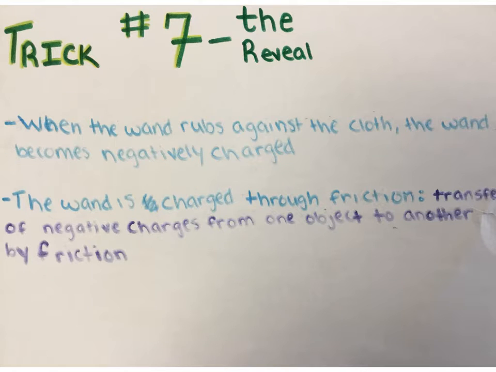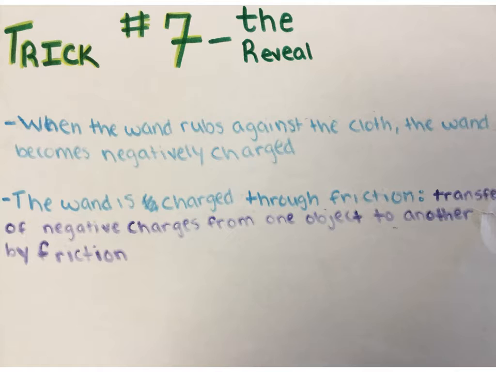Before the experiment begins, the cloth, can, and the wand all have a neutral charge, meaning the number of protons and electrons are equal. When you rub the wand against the cloth, the wand becomes negatively charged. Because of the conservation of charge, the amount of charge is equal between the cloth and the wand, before and after the rubbing. The wand becomes negatively charged through friction.